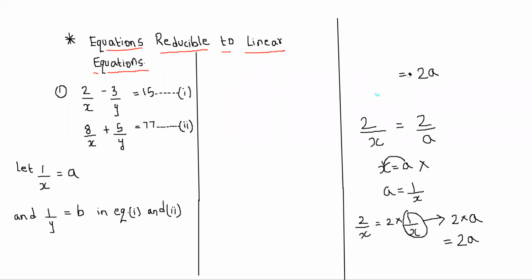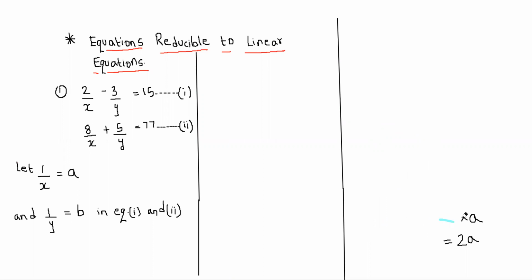So when we substitute, we get the next two equations as 2a minus, the same way we'll substitute 1 upon y. In the place of 1 upon y, we'll write b, small b. So our next two equations are, therefore, 2a minus 3b equal to 15, and we'll mark it as equation number 3. The next one is 8a plus 5b equal to 77. Now these are our two linear equations.